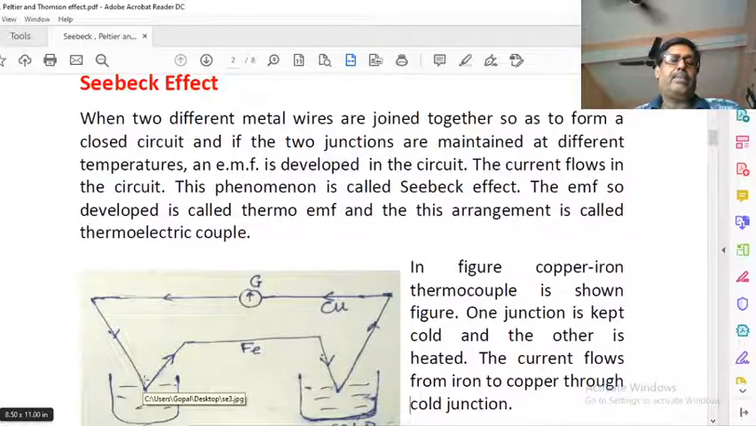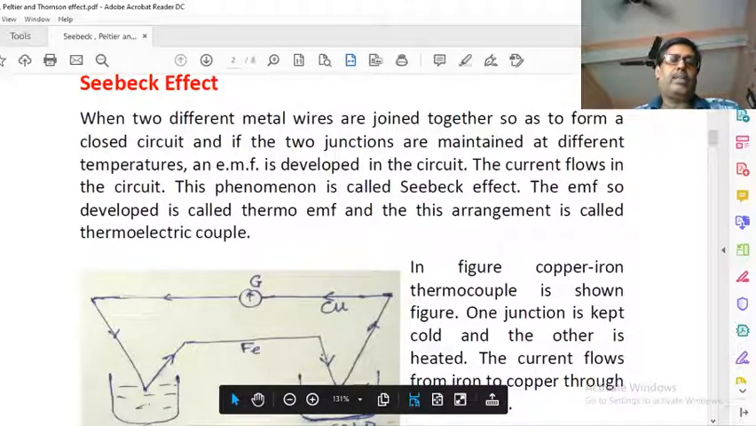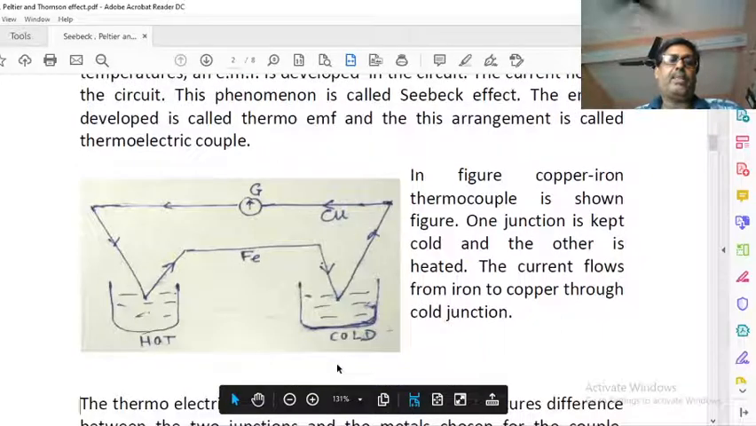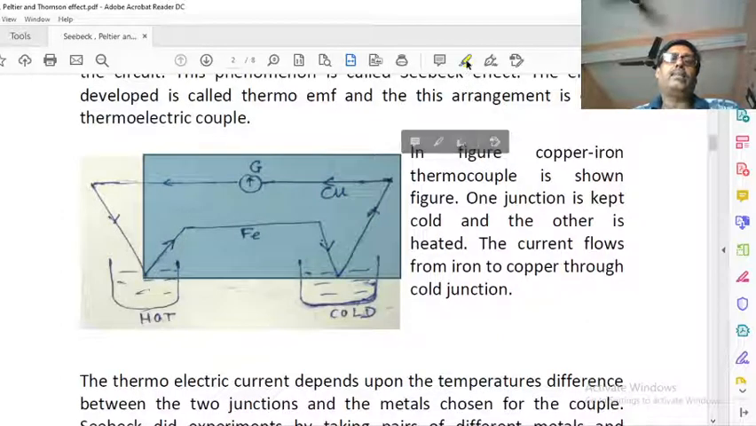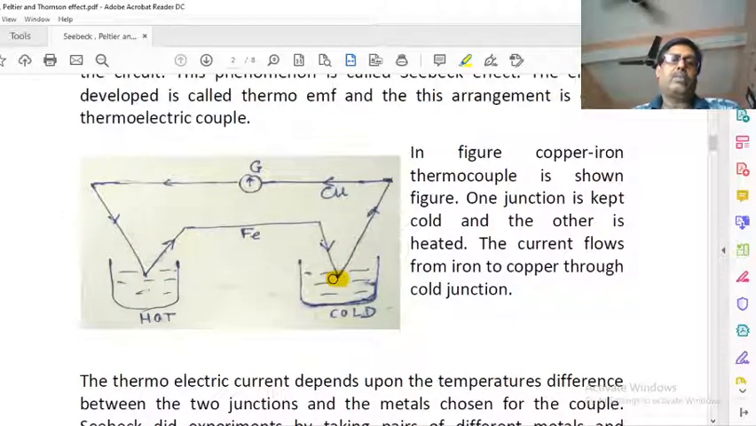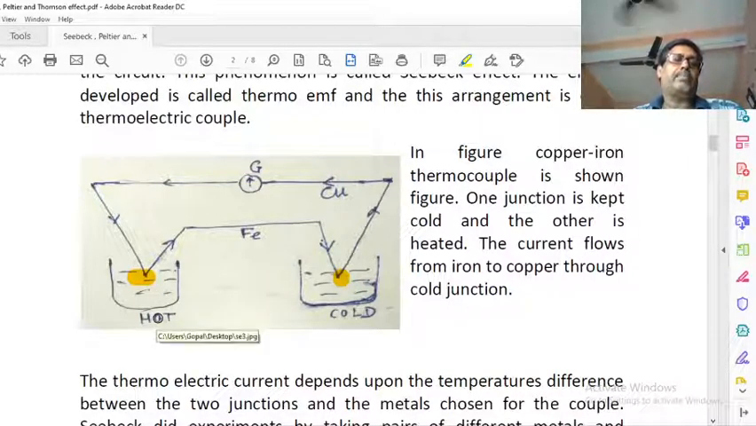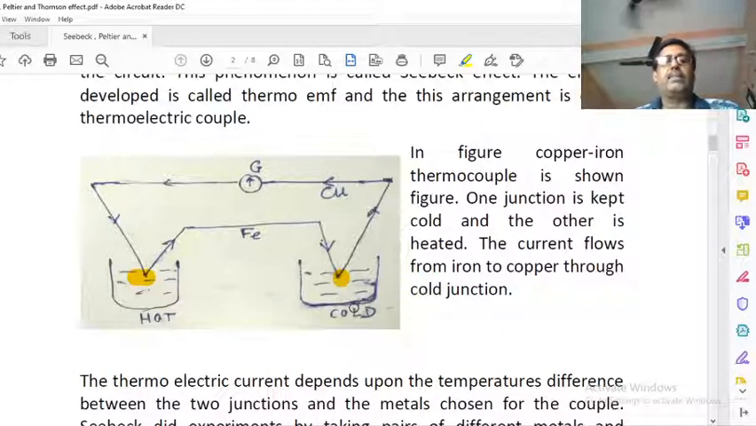Again, I am repeating this sentence. How many metals? We take two metals. What we do? We join at ends. So automatically two junctions will be prepared. In the figure, you can see this is one junction, and this is the second junction. One junction is kept hot, or you may say at higher temperature, and the other junction is cold.